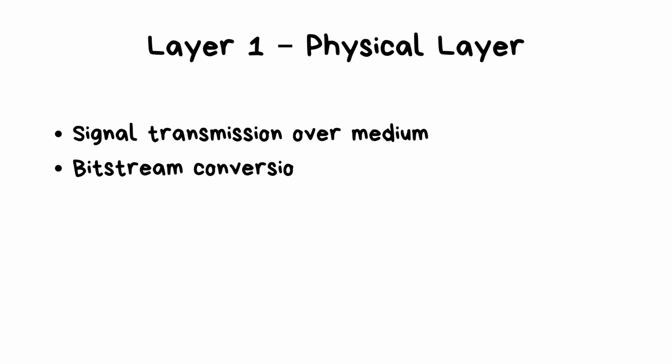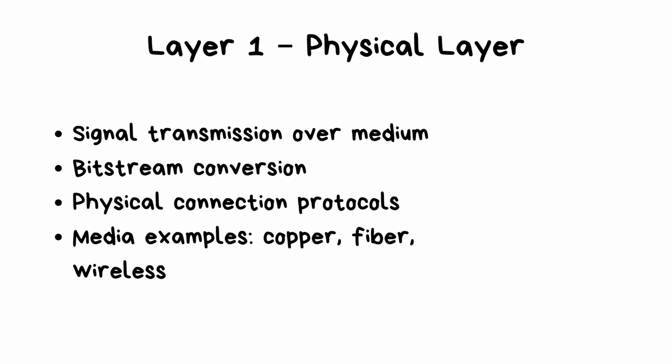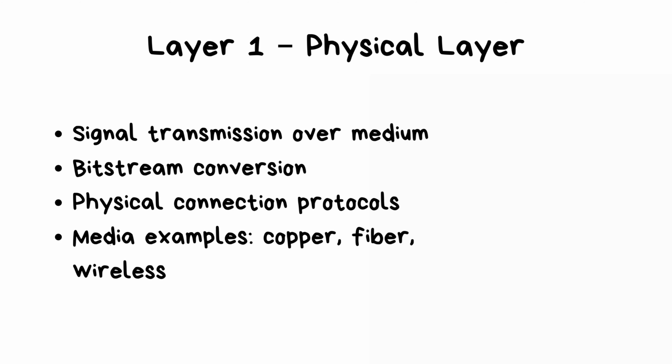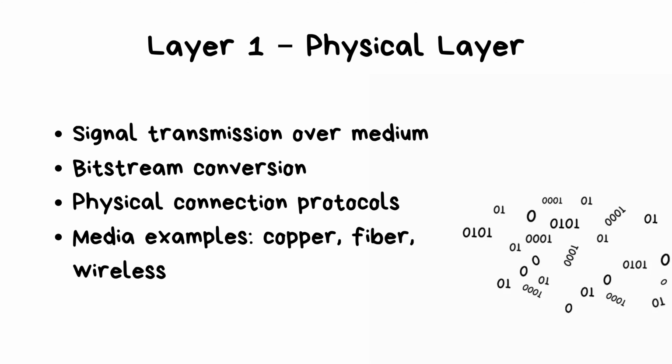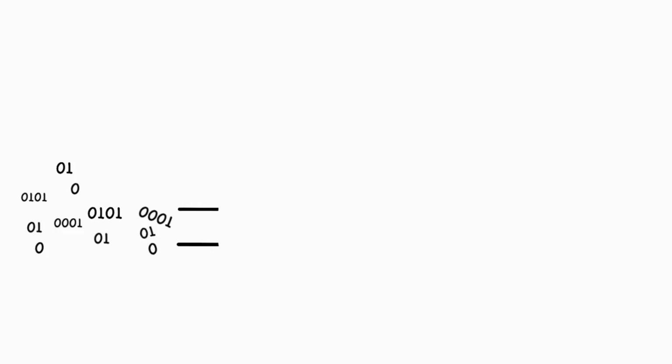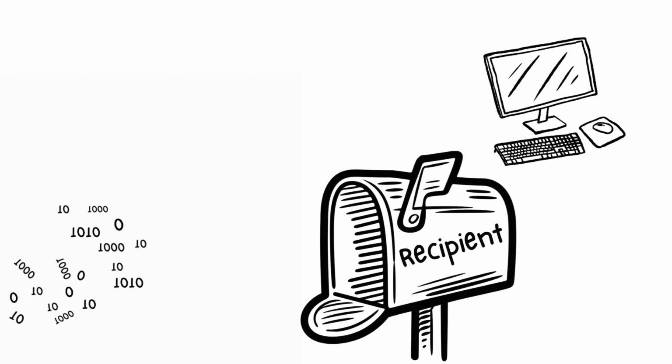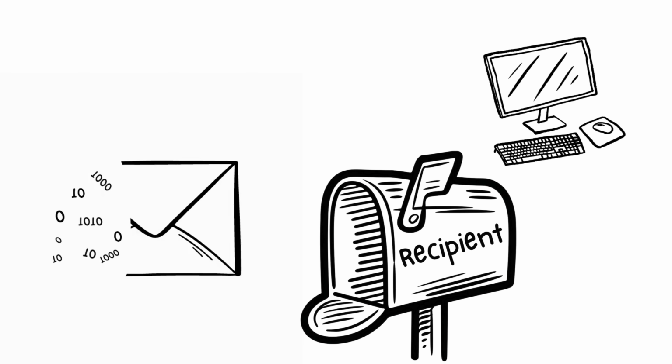Finally, we reach the physical layer. Here, all those neatly wrapped pieces of your email are converted into electrical signals, light pulses or radio waves, depending on the medium, and sent off across the physical network. It's like your letter being transported by truck, plane, or even fiber optics, speeding its way to the recipient's mailbox.